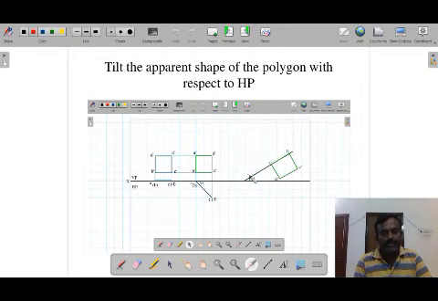Now tilt the front view in such a way that it satisfies the given angle of inclination with respect to the HP. In this problem it is given that the resting edge makes an angle of 30 degrees with the HP. Here the resting edge is AB. So draw a line which makes an angle of 30 degrees, and keep the resting edge on that line. Without changing the dimensions, rotate the second stage front view.